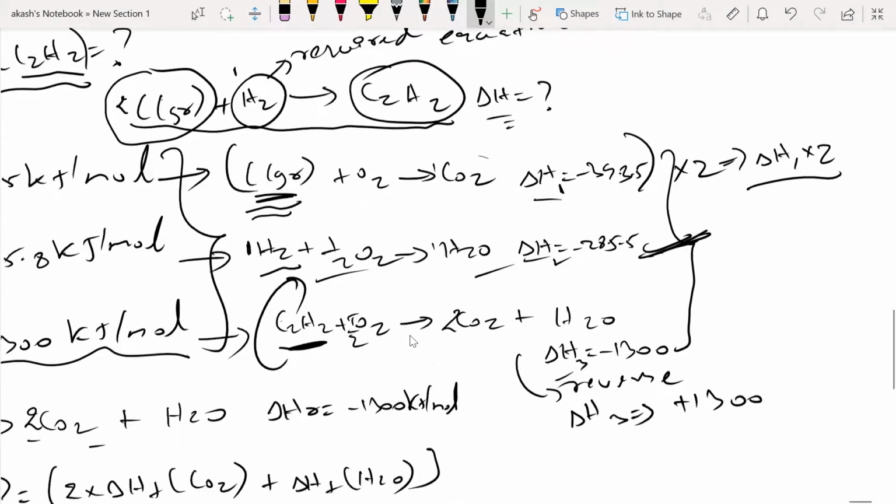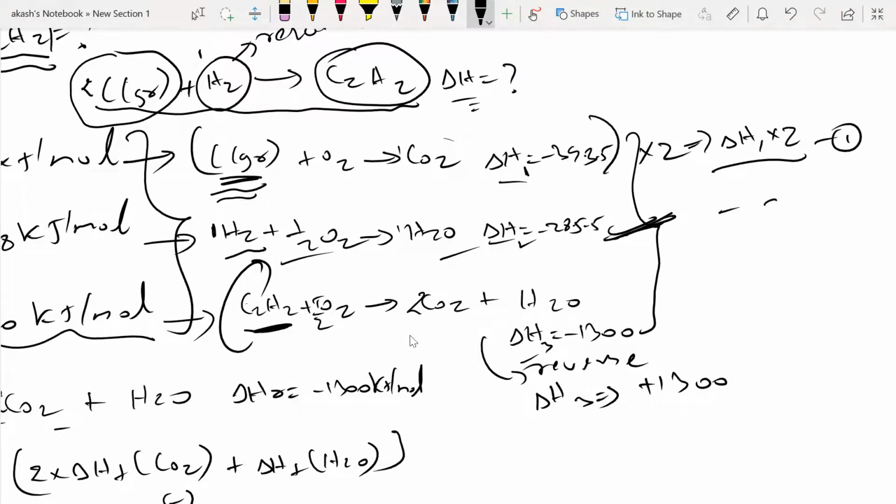Right now, what you have to do: say this is equation number 1, this is equation number 2, this is equation number 3. Just add 1, 2, and 3. You are going to get the required equation, and you will be able to get your enthalpy values also sorted.